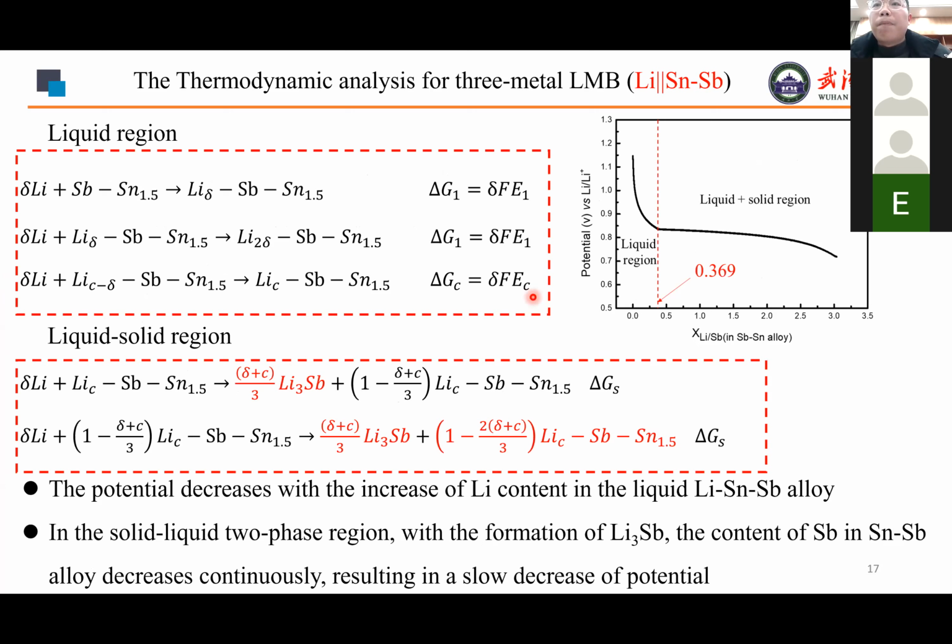In the lithium-tin-antimony battery, the positive electrode is a lithium-tin-antimony ternary alloy. Its positive reaction is more complicated. After the solid lithium antimonide is formed, the potential goes to a stable range, but it still decreases slowly. The reason is that with the formation of the lithium antimonide, the concentration of the antimony in the liquid alloy is decreasing. The active material decreases in the positive electrode, which leads to the decreasing of the potential.